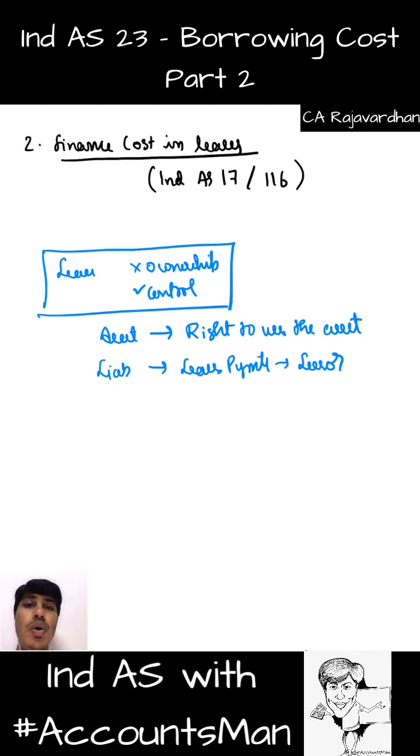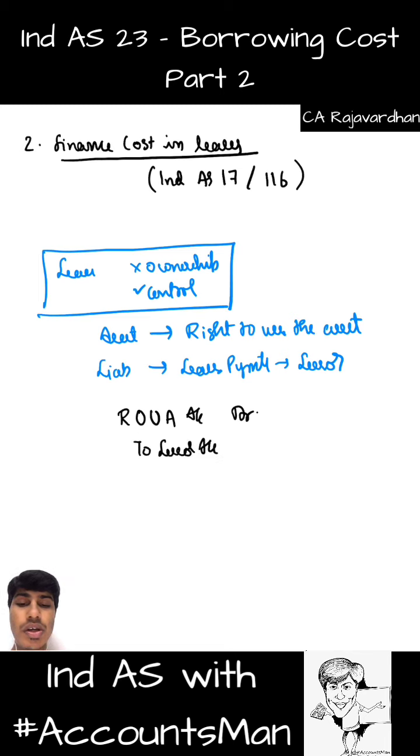So whenever I acquire this specific asset on lease, the journal entry that I'm going to usually write is like this. Right of use asset account debit to lessor account. So this is the entry that I'll pass in the name of acquisition of the asset.